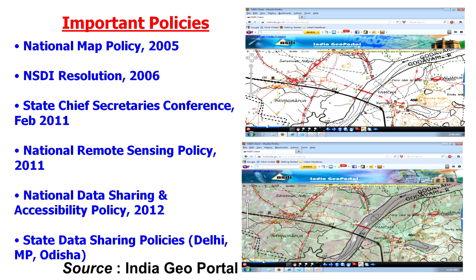There are many important policies that have come, starting from the National Map Policy in 2005 to the data sharing and accessibility policy of 2012, and more recently the National Geospatial Policy in 2022, the National Space Policy in 2023, and so on.